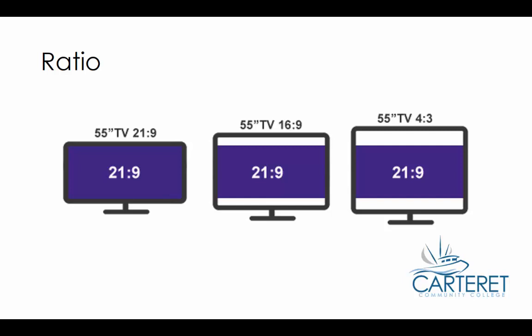This example shows three different television aspect ratios and how a 21:9 image will fit on screen. Notice when the aspect ratio of the television and image do not match, this causes the white bars or letterbox to appear on the screen.